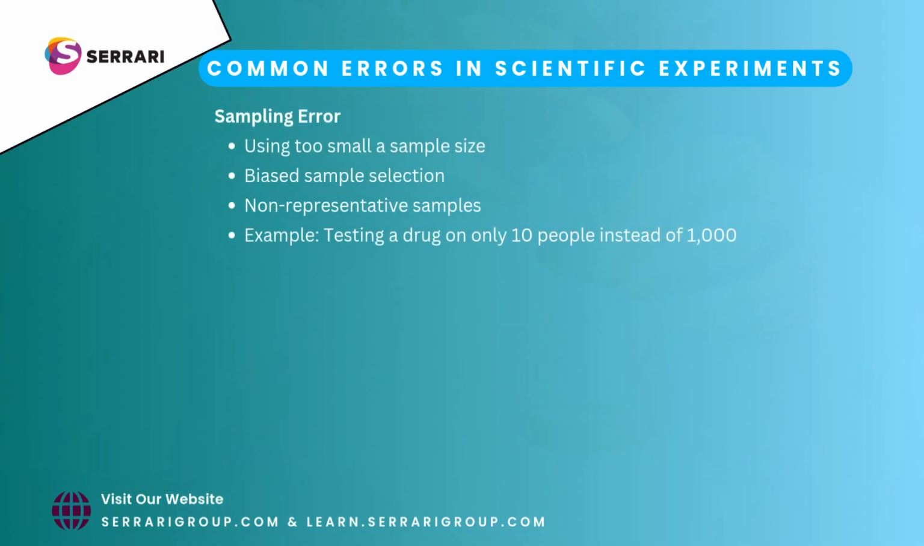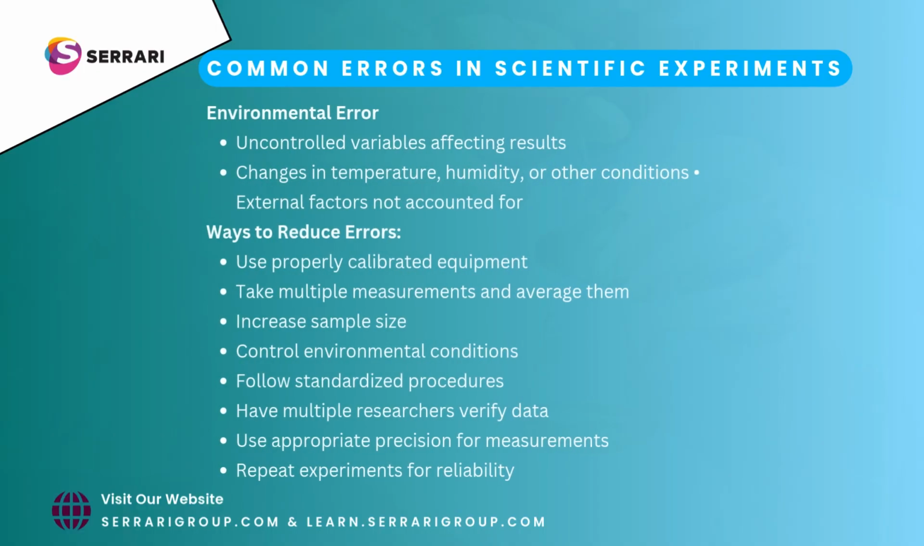Sampling error. Using too small a sample size. Biased sample selection. Non-representative samples. Example, testing a drug on only 10 people instead of 1,000. Environmental error. Uncontrolled variables affecting results. Changes in temperature, humidity, or other conditions. External factors not accounted for.